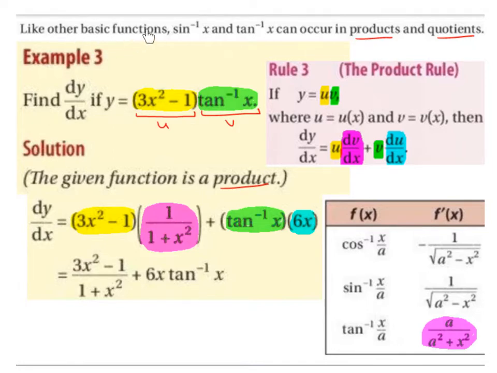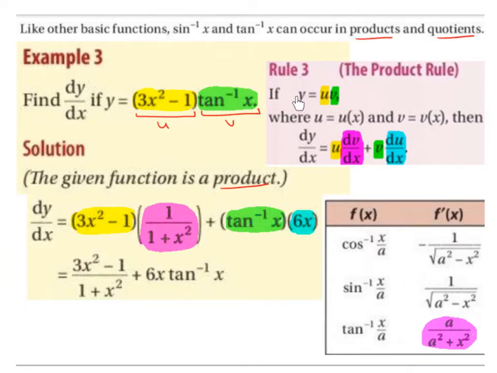Like other basic functions, the inverse function of sine of x and the inverse function of tan of x can occur in products and quotients. Find dy dx if y is equal to 3x squared minus 1 times the inverse function tan of x. So our 3x squared minus 1 is going to be our u, and the inverse function of tan of x is going to be the v. So we use the product rule.